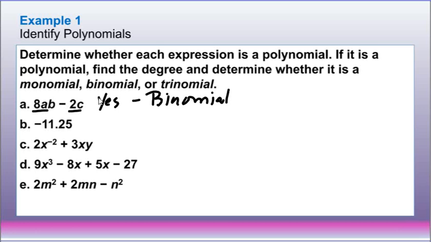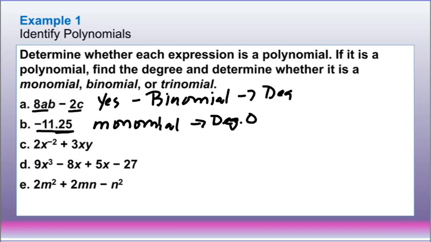Letter B, negative 11.25. Negative 11.25 is a polynomial. This is one term, so this is a monomial. And this has a degree of 0. I forgot to do the degree on the other one. This one has a degree of, this one has 2, this only has 1, so this would have a degree of 2. Letter C, 2x to the negative second plus 3xy.